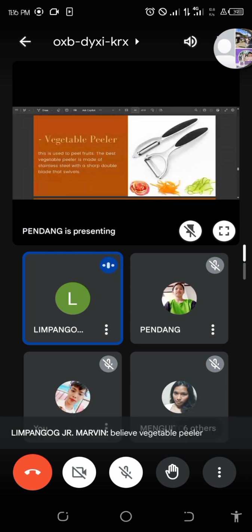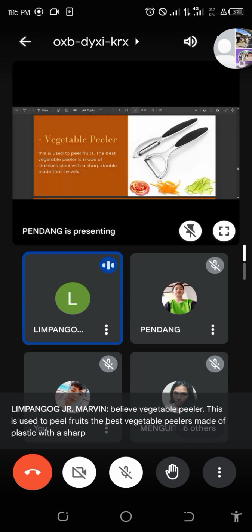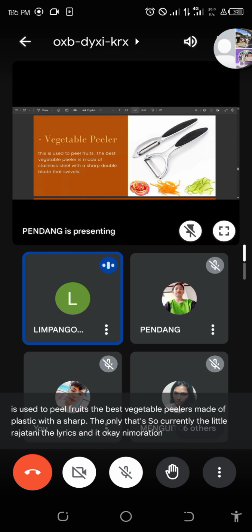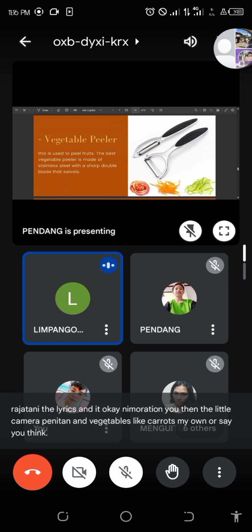Vegetable peeler. This is used to peel fruits. The best vegetable peeler is made of stainless steel with a sharp double blade that swivels. It is very fast and sharp for peeling vegetables like carrots, or sayote. It is also a peeler for vegetables.